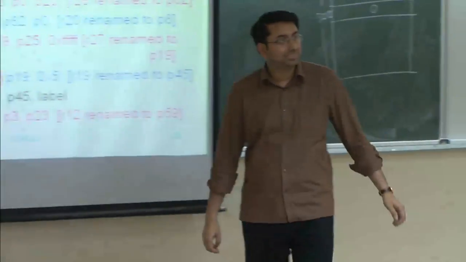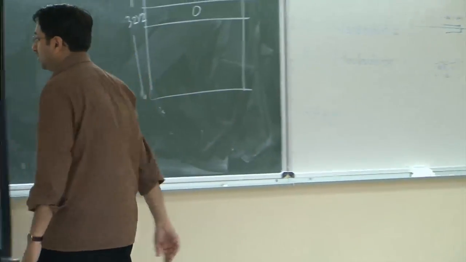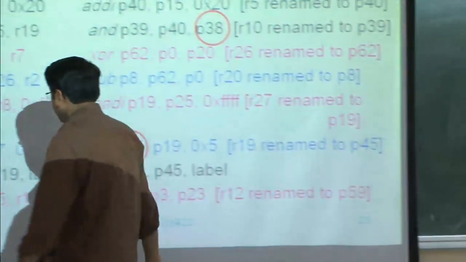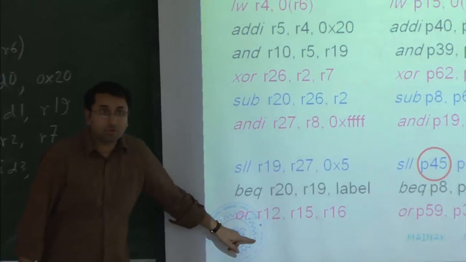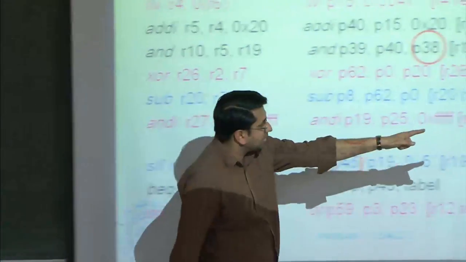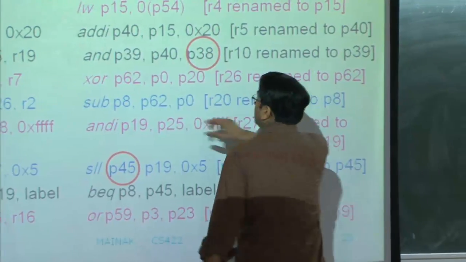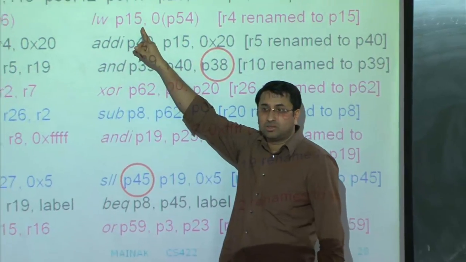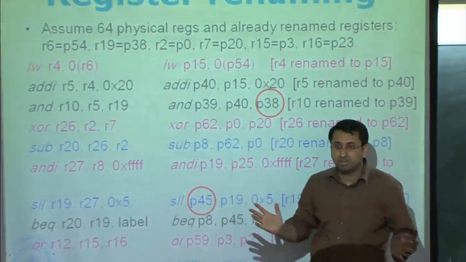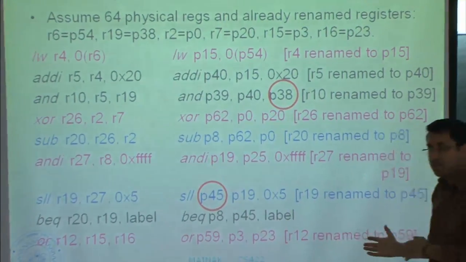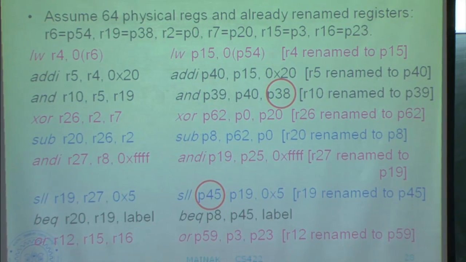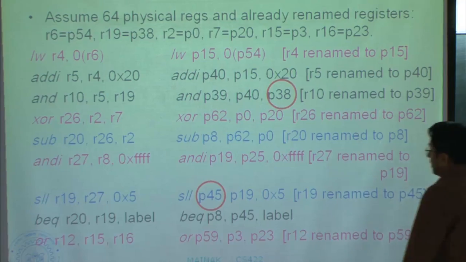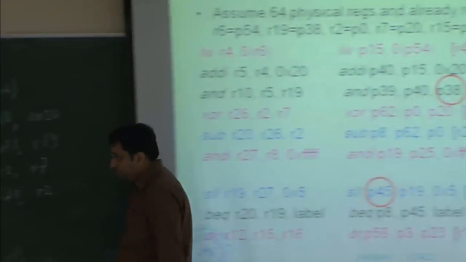Yes, exactly. You remember in the ROB: when you rename this instruction and assign R4 a new map, you look up the table and find that R4 now maps to P15 at this point. You just remember 15 in your ROB entry. And when you finally commit, you mark P15 as free. So that's my register recycling algorithm.